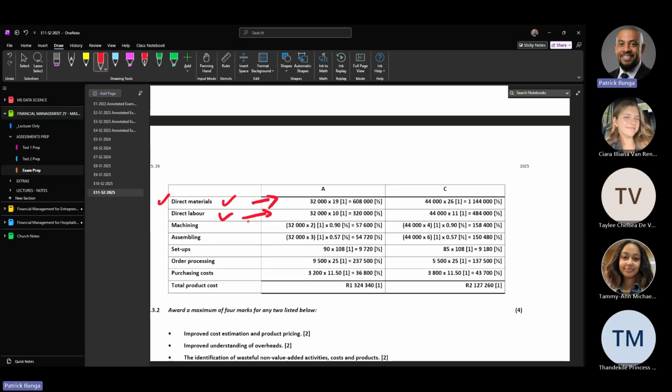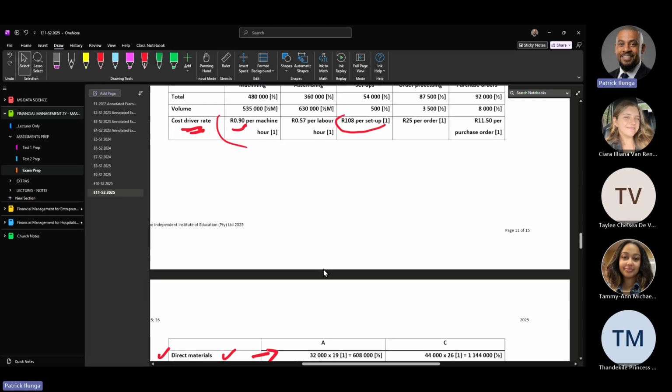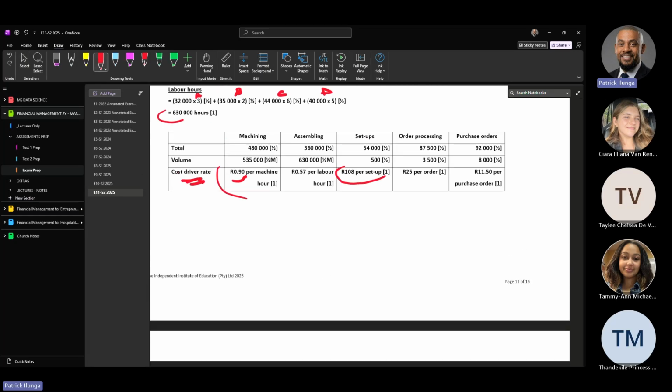Do we agree? Any thumb up, please. So no time is wasted. The only thing that remains for you to do is this calculation down here. And remember, you've already done the major part. You have the cost drivers already. What you're going to do is you're going to multiply for product A.